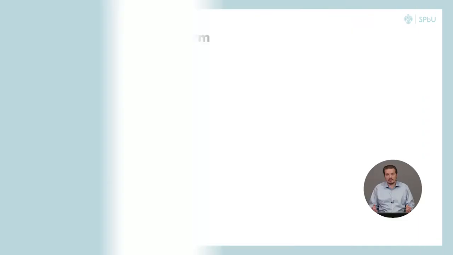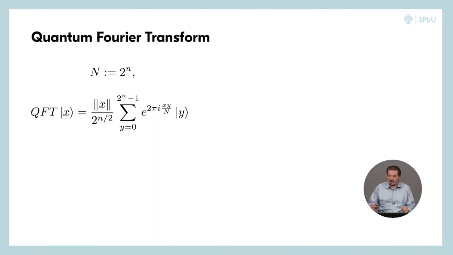Shor's algorithm requires a new operator we never met before in this course, the quantum Fourier transform, the QFT. The definition of this operator you see here on the slide. And for those of you who are familiar with signal processing, I bet this expression looks familiar. From now on, we are going to use this notation. So big N is now 2 to the power n, where small n is the number of qubits.